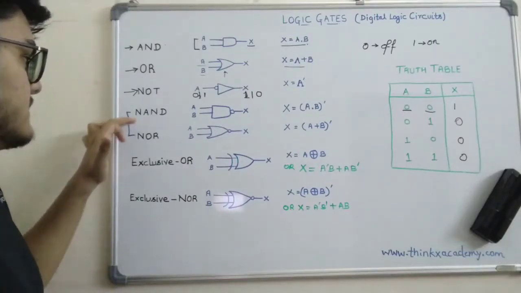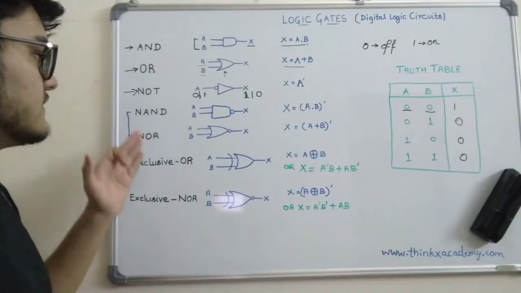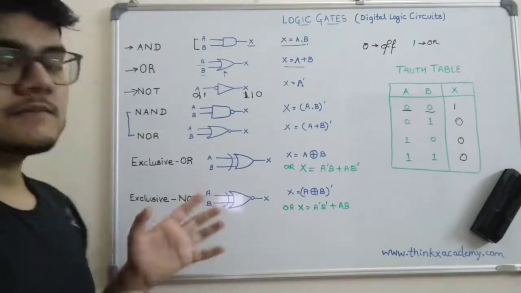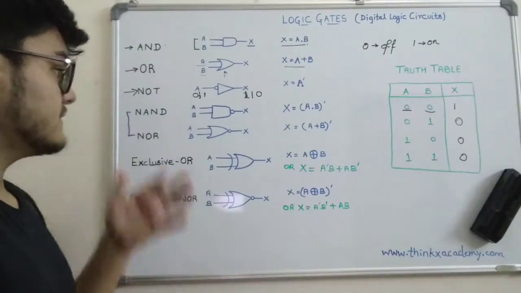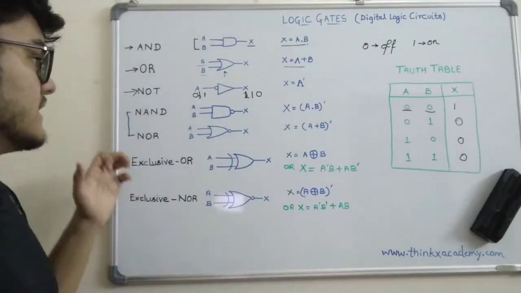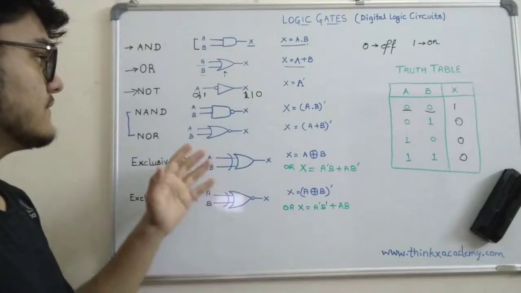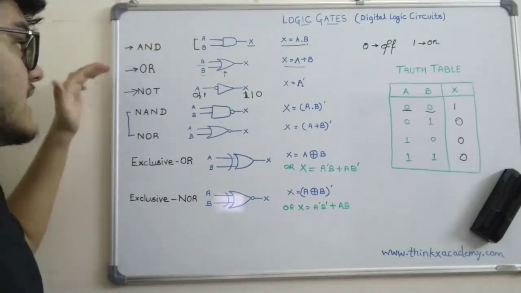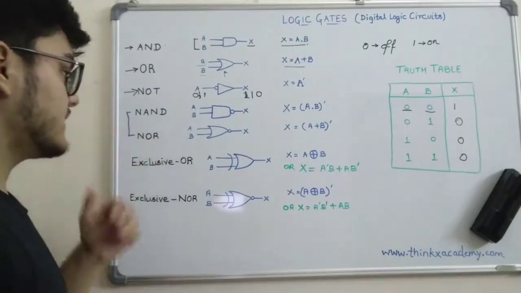Out of these, two are known as universal gates. NAND and NOR are known as the universal gates. The reason behind this is that you can use these two gates, or a combination of these two gates, to actually get the other gates, which are the AND, the OR and the NOT gates.